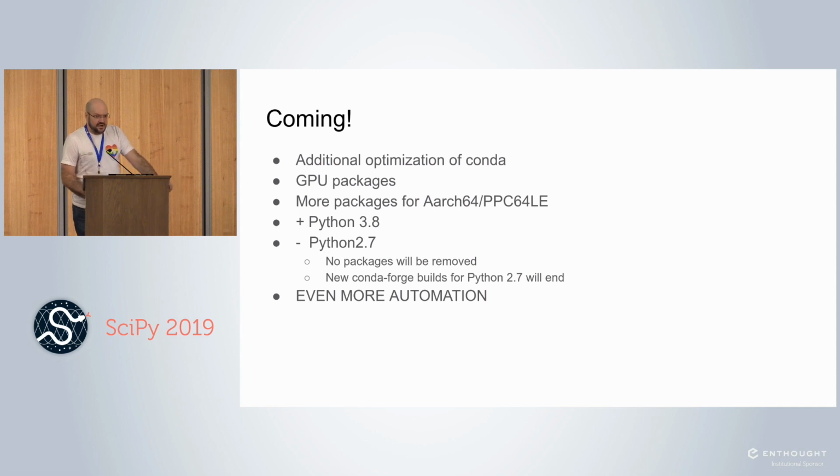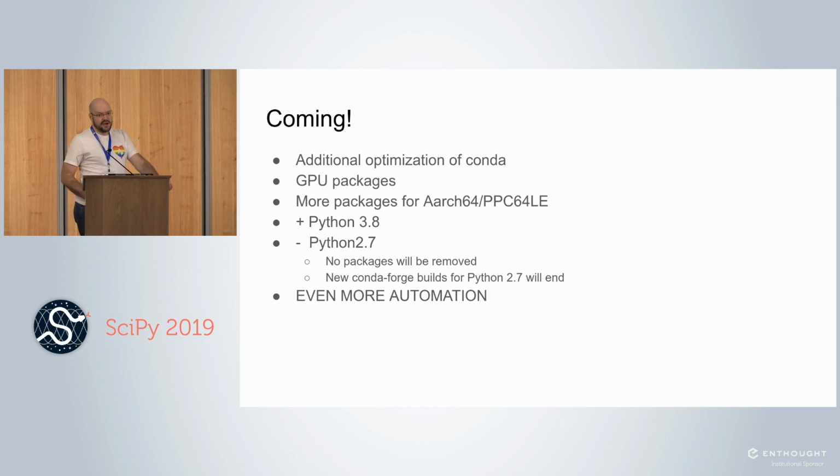So we haven't stopped. We're going to build more things. We're going to make Conda faster. We're going to have GPU packages. So we're working together with NVIDIA so that we can get GPU builds of most of the standard things that you'd want in GPU packages, so things like CuPy and PyTorch and so forth.